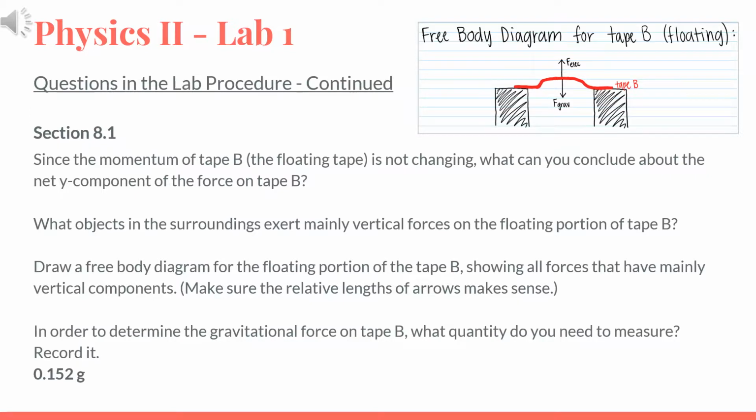For section 8.1, since the momentum is not changing, this means tape B is not moving. Therefore, the net y component of the force on this tape must be 0. The only vertical forces exerted on the floating portion of tape B are gravity and the electric force of the tape underneath it. The free body diagram of the floating tape is shown in the top right corner. The two vertical forces described previously must have the same magnitude and opposite directions, as shown by the arrow lengths and directions. The equation for finding the gravitational force is F equals ma, so to determine this, the mass is needed. The mass of the piece of tape is recorded to be 0.152 grams.